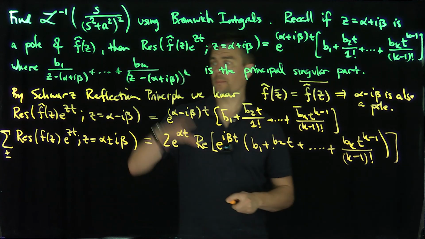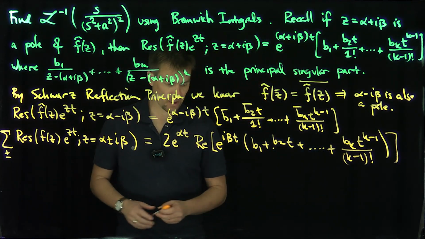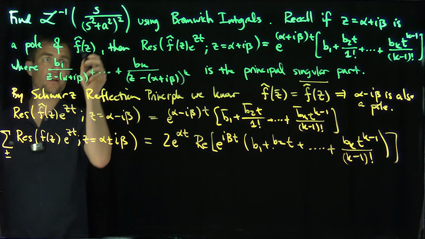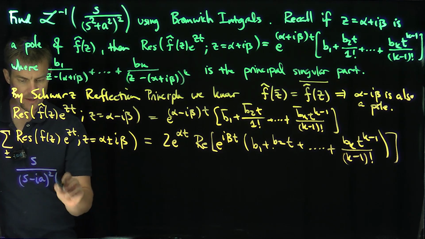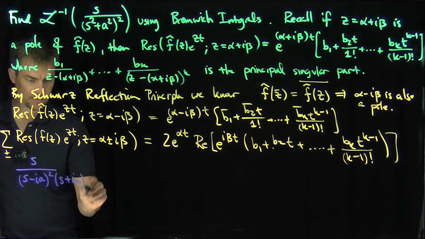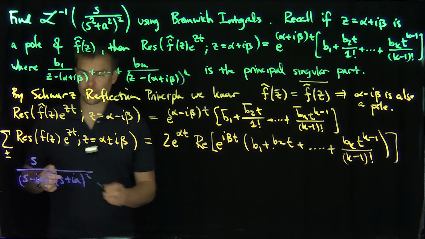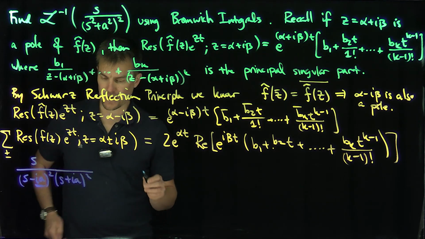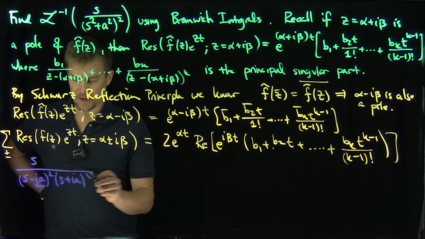So now, with that little bit of a lemma, so let's call this whole expression a lemma to do this calculation, let's return to our problem. I'm going to factor our problem as s over (s minus ia) squared times (s plus ia) squared. Good. And let's just focus on the point ia, so the residue at ia. So what can I say about the residues?